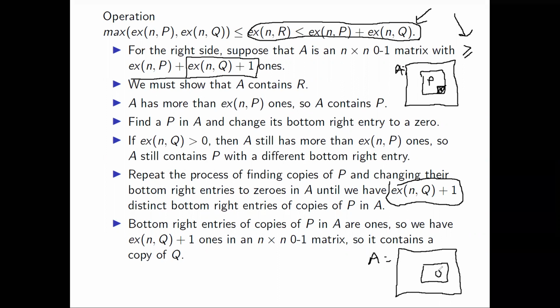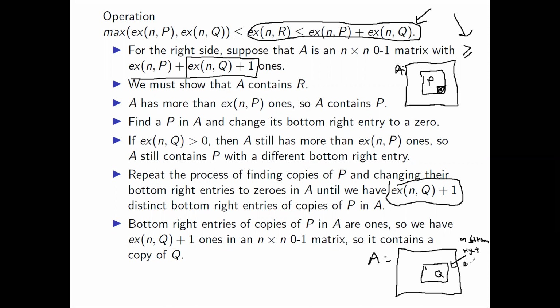So here's a copy of Q. And even more specifically, this copy of Q is a copy of Q on the bottom right entries of P. So the bottom right entries that we found in the copies of P and A, the ones that we turned to zeros, this copy of Q is on those bottom right entries.